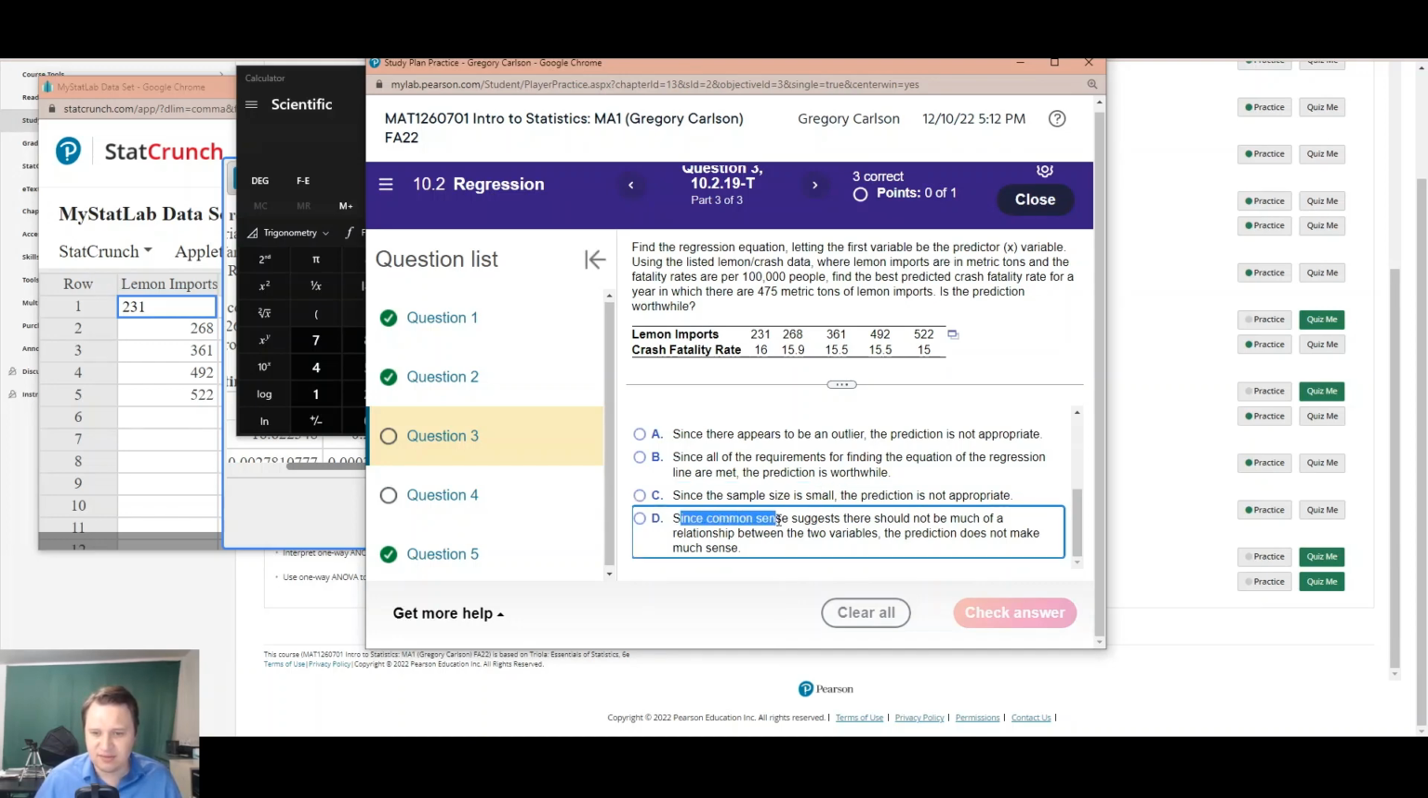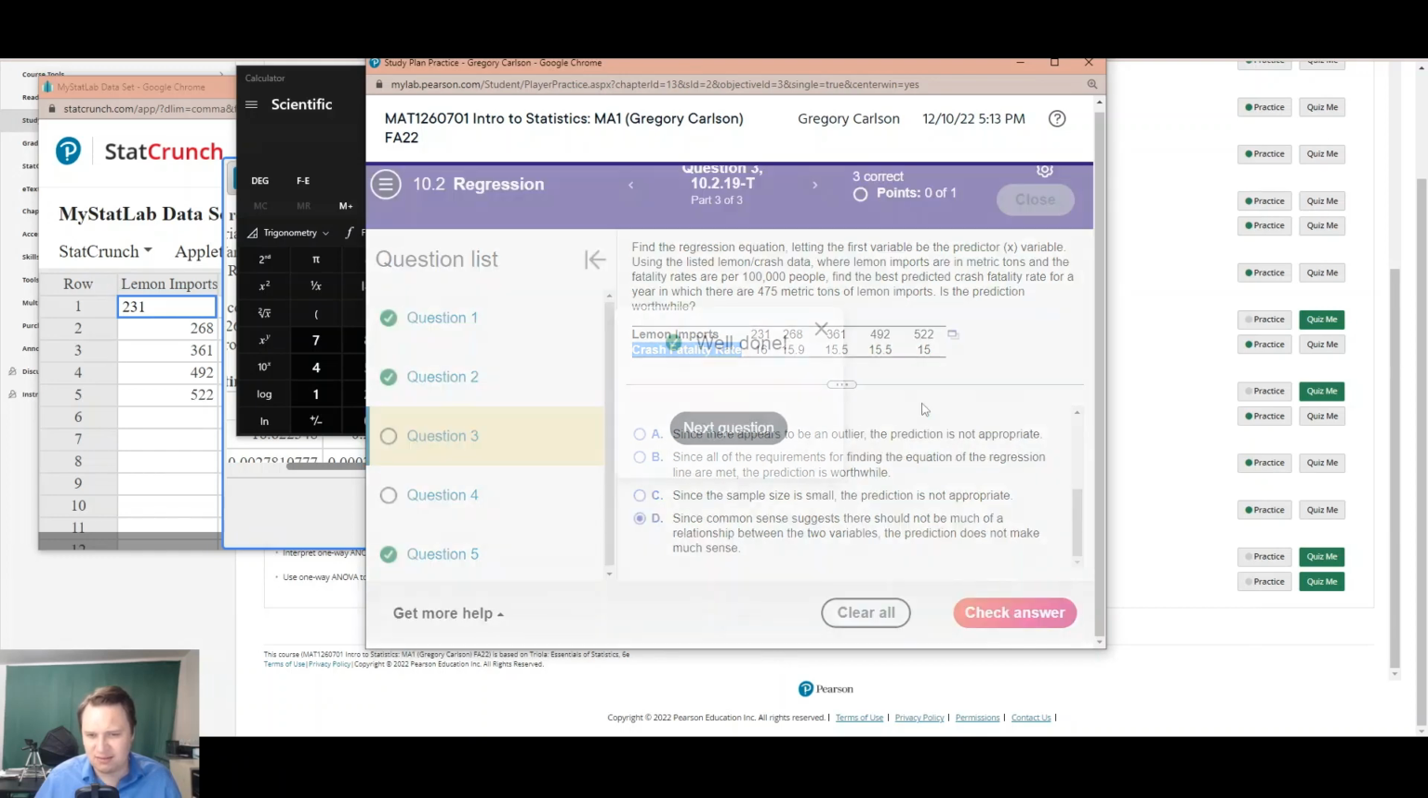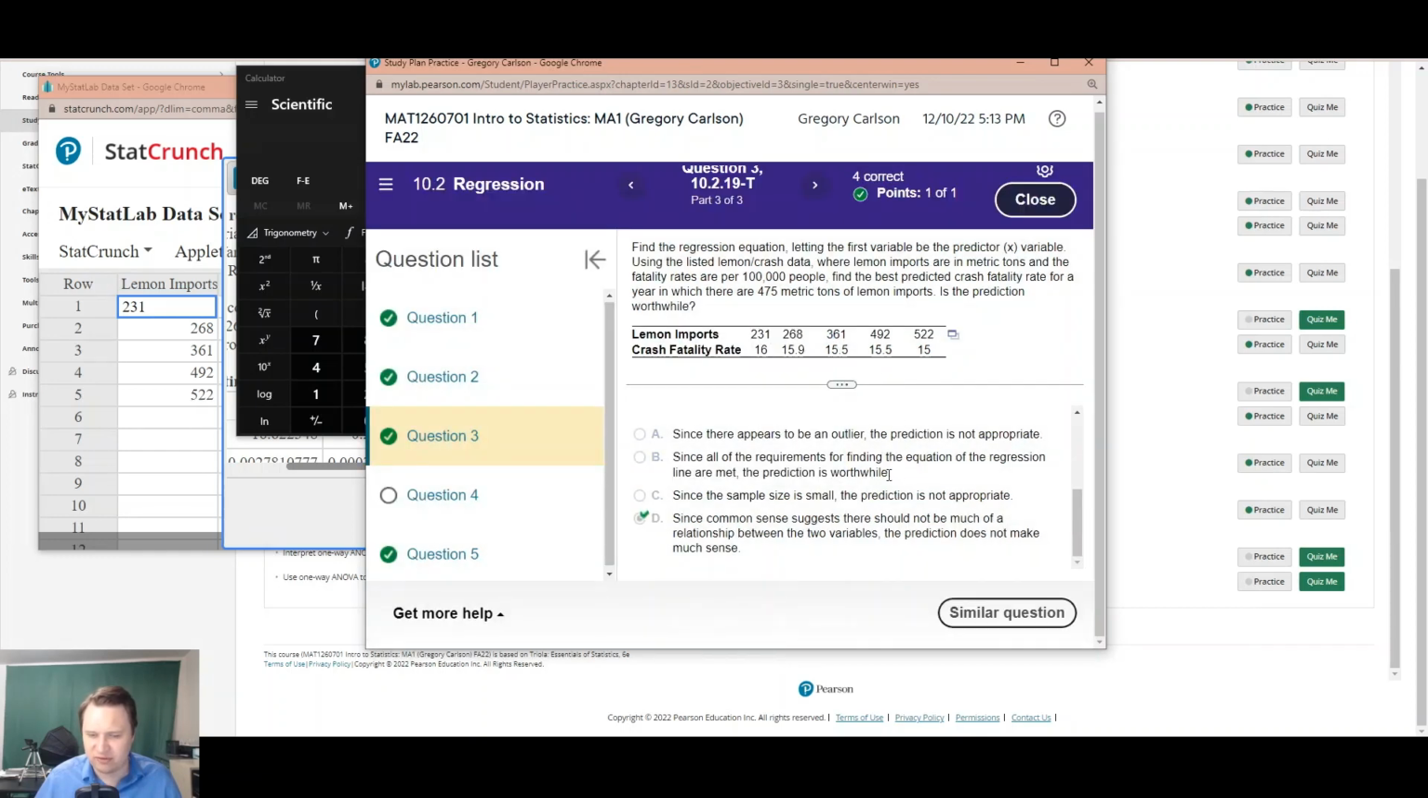Since common sense suggests that there would be no relationship between the two variables, the prediction does not make sense. I would say that that's probably the answer. It's just because there's some sort of connection between lemon imports and crash rates. That doesn't necessarily mean that one variable is causing the other. So interesting. Maybe there's something worth studying in the future, but that's why that's the right answer.